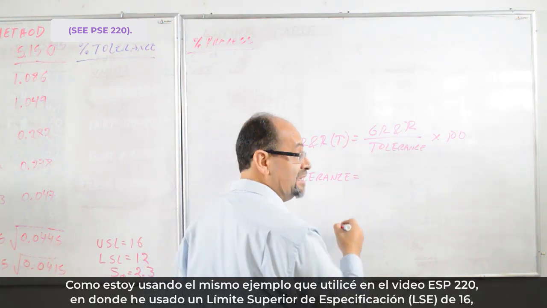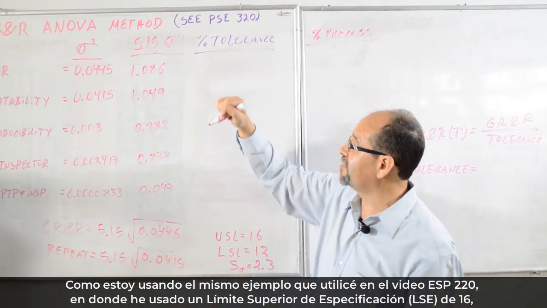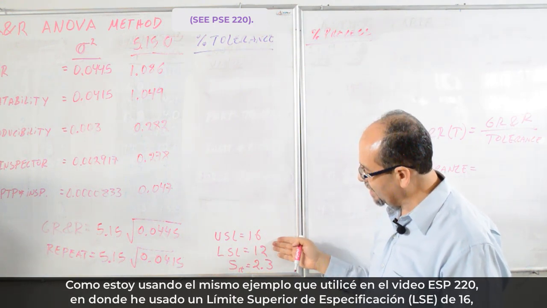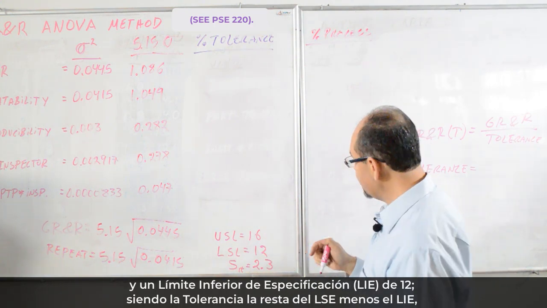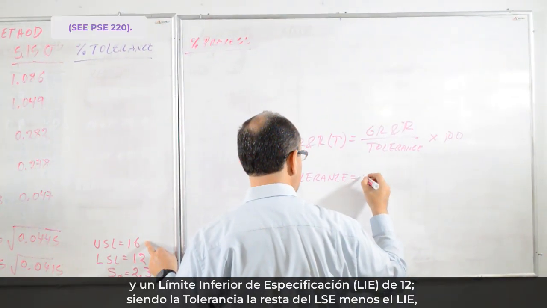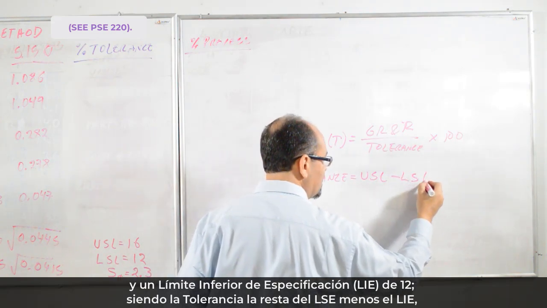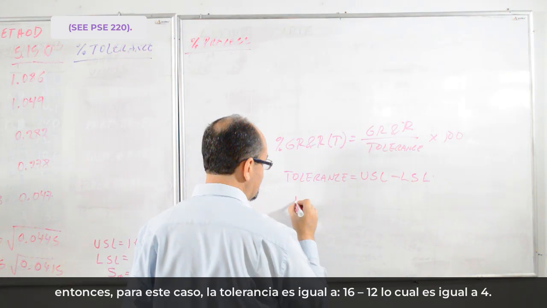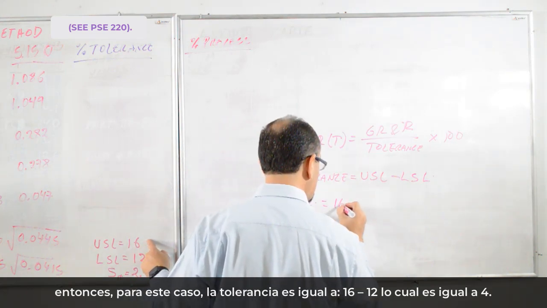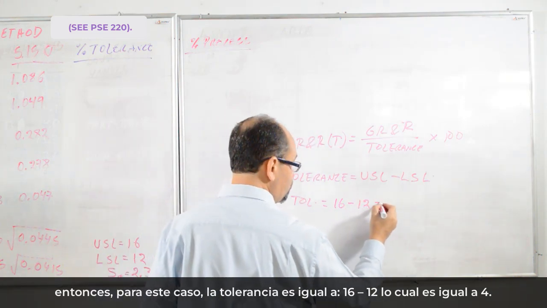I'm using the same example that I used in PSE 220, where I said that the upper specification limit is 16 and the lower specification limit is 12. Then the tolerance is the upper specification limit minus the lower specification limit. For this case, the tolerance is equal to 16 minus 12, which is 4.